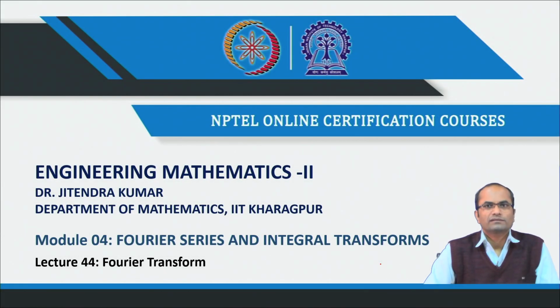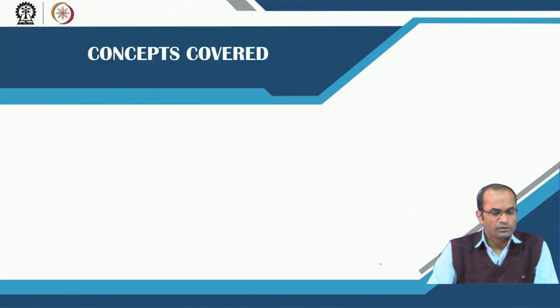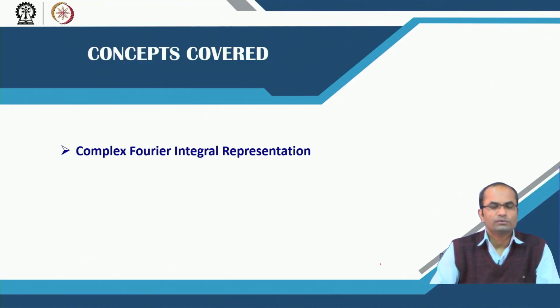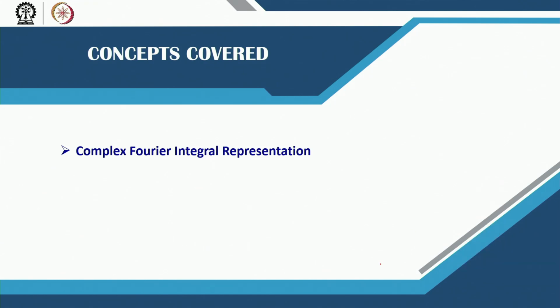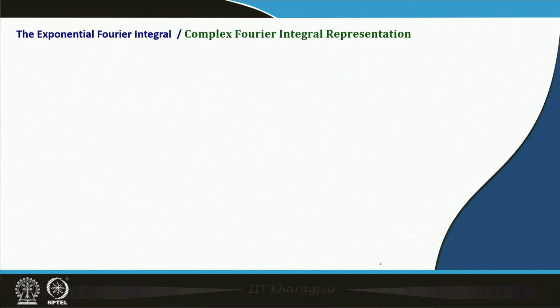So, welcome back to lectures on engineering mathematics 2, and this is lecture number 44 on Fourier transform. In this lecture, first we will go through the complex Fourier integral representation. This is an exponential form of Fourier integral representation, and from this representation we will derive the so-called Fourier transform.